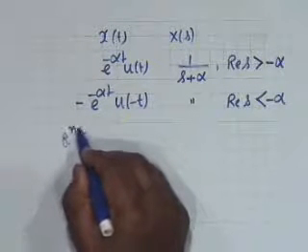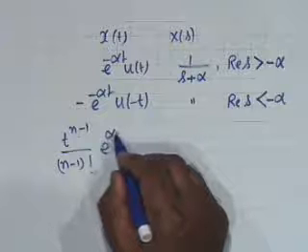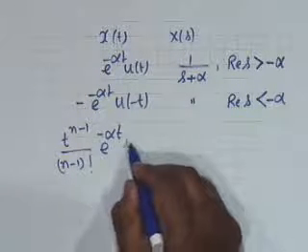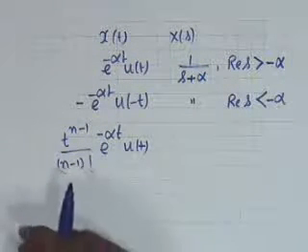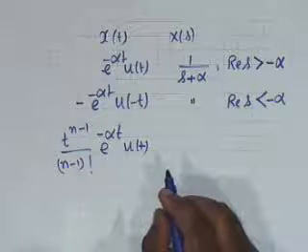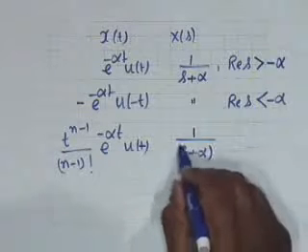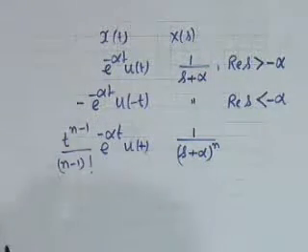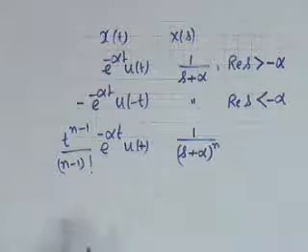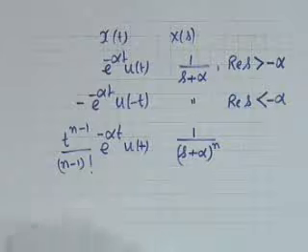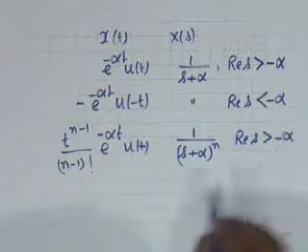Then we take the most general case, that is t to the n minus 1 divided by n minus 1 factorial, times e to the minus alpha t u of t. As I said, this transform is most important because it is used in the inversion of Laplace transform by partial fraction expansion, and the Laplace transform is 1 over s plus alpha to the n. These transforms should be at the tip of your fingers. You should not be required to consult a handbook. And the ROC is real s greater than minus alpha.